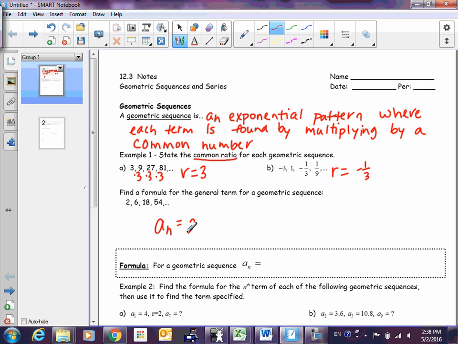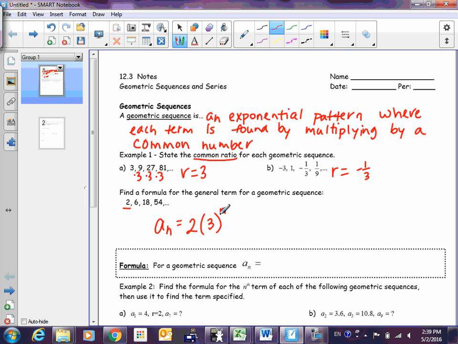Let's think about it this way. On this one, I start with 2. I'm timesing by 3, so I'm going to put it in parentheses to a certain power. Let's see if this works. See how this is the first term, this is the second term, this is the third term? We should be able to plug in 1, 2, and 3 and get these numbers, 2, 6, and 18.